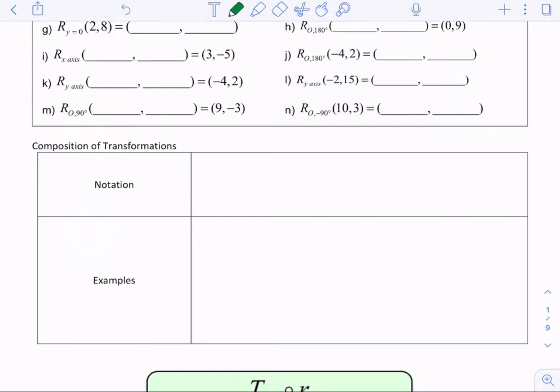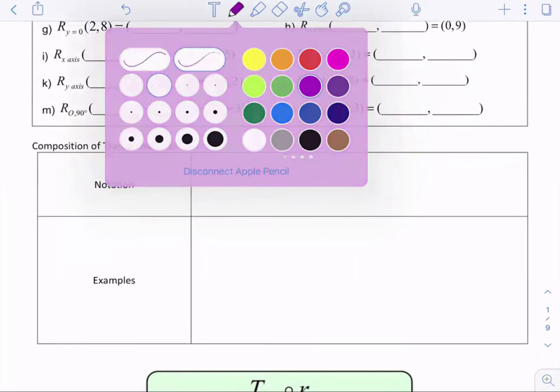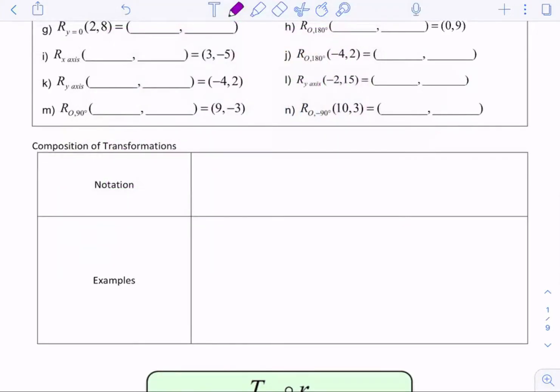So today we're going to be talking about composition of transformations. It's important you understand what it means to be a composition of transformations. That means more than one. So where you're doing multiple transformations. So first I'll do something, then I'll do something else, then I might do something else. So sometimes they call it a composition of transformations, or sometimes they say a sequence of transformations. If I say a sequence, it also means more than one.